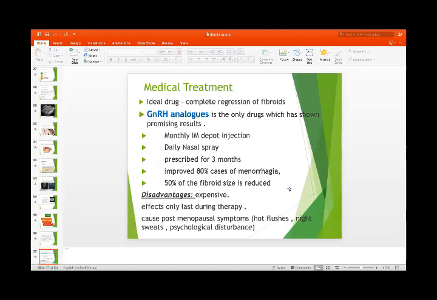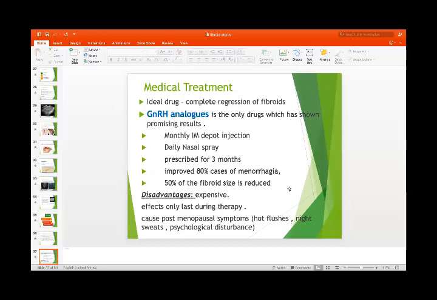Now, medical treatment. The ideal drug which causes regression of the fibroid is GnRH analogues. They have shown promising results. They are available in the form of monthly depot injections, which are given intramuscularly. They are also available in the form of nasal sprays, and they are prescribed every 3 months. They improve symptoms of menorrhagia in 80% of cases, and in 50% of cases, they reduce the size of the fibroid.